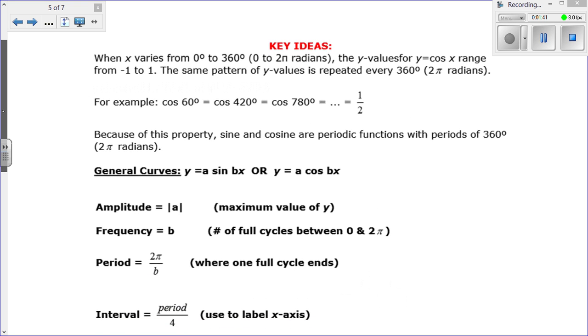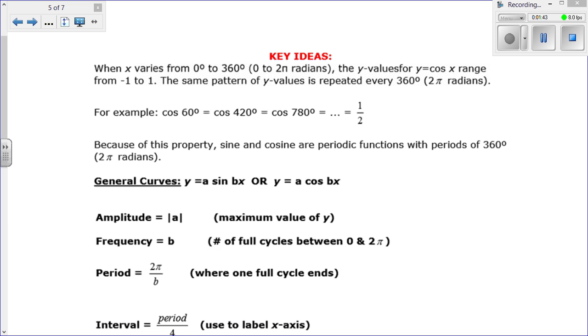All right, some key ideas. When x varies from 0 degrees to 360 degrees, or 0 to 2 pi radians, the y values for y equals cosine x range from -1 to 1. The same pattern of y values is repeated every 360 degrees, or 2 pi radians. So, for example, the cosine of 60 would be equal to the cosine of 420, which would be equal to the cosine of 780, which is equal to 1/2. Because of this property, sine and cosine are periodic functions with periods of 360 or 2 pi radians.